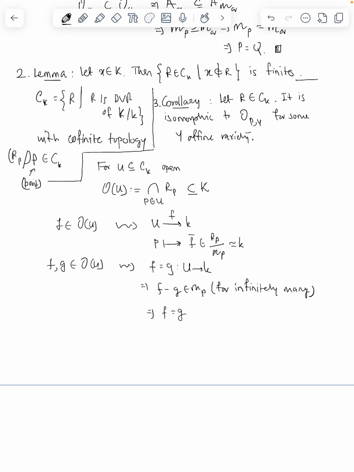Okay, and how does this follow? This follows because of the easy fact that an element x is not in R is the same thing as the element 1 by x being in MP. So here the element f minus g is in MP, meaning you look at 1 by f minus g, that's not in R. That set is infinite, meaning that f minus g has to be 0, otherwise this is not possible. So this follows from lemma 2.